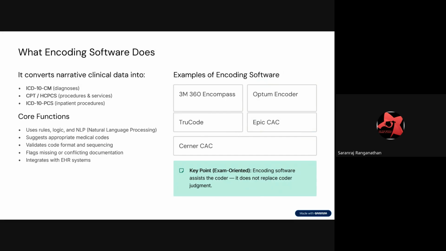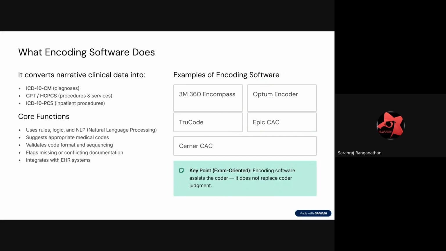It's just an understanding. What does an encoder do? It converts the narrative clinical data into ICD-10, CPT, and ICD-10 PCS. Okay. As I turn on the switch, the fan will turn on, and you can give voice commands so that it can control the speed. In a similar way, it is going to convert whatever narratives you give into the codes. Okay, so it can be an ICD code or a CPT code, or it is going to be the PCS code.